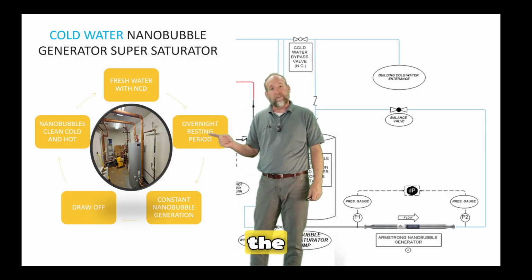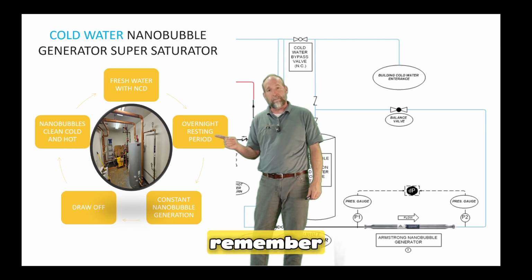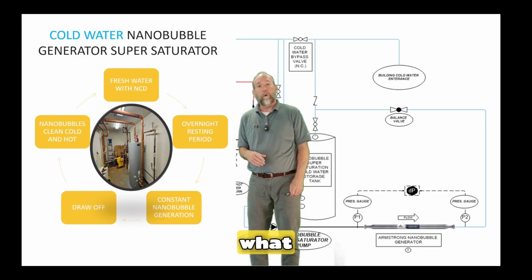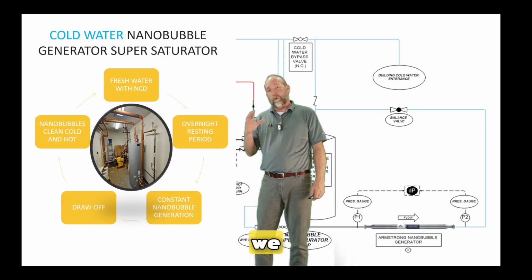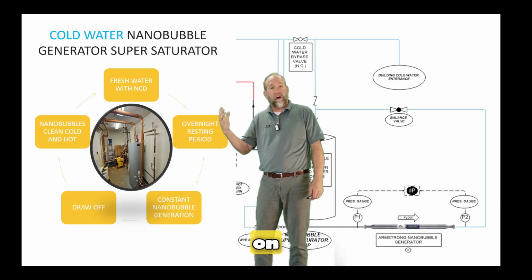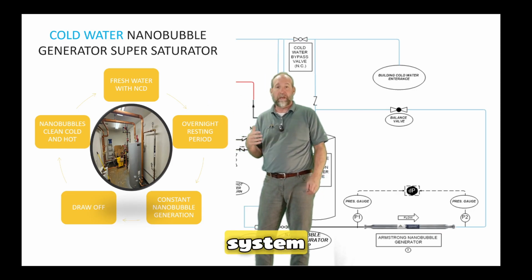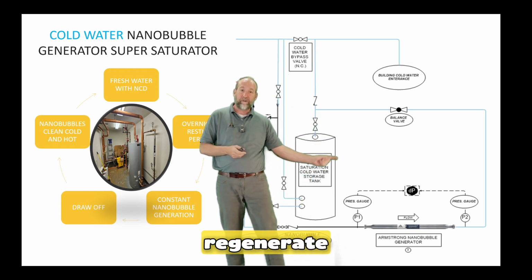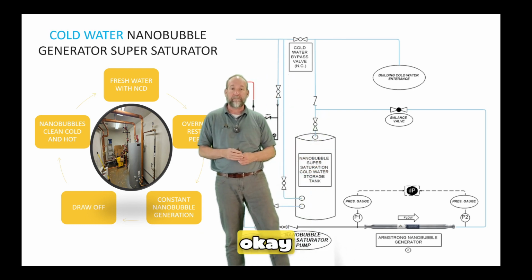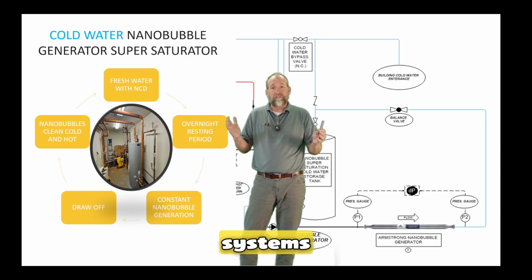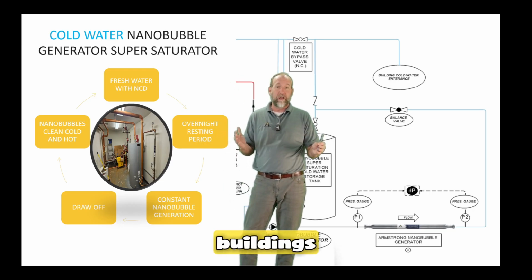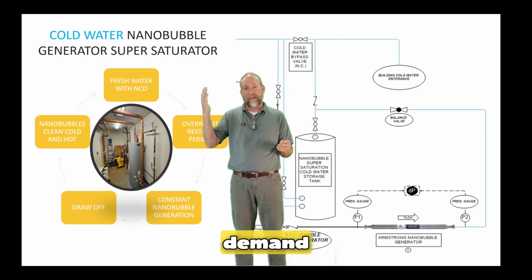One key thing about the supersaturator that you need to remember is that it relies on an overnight resting period. What does that mean? What that means is essentially that we need a period of time where there's very little draw off or demand on the cold and the hot water system so that this system can regenerate nanobubbles in the tank, okay? That's what we need. Most institutional buildings are not 24/7 operation, and even if they are 24/7 operation, they're often not running at a high demand 24/7.